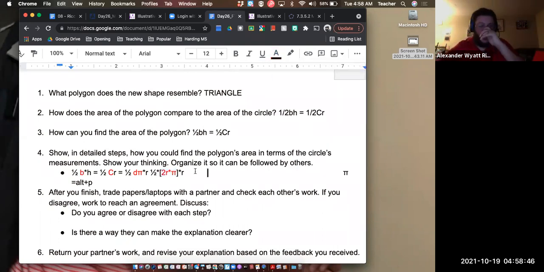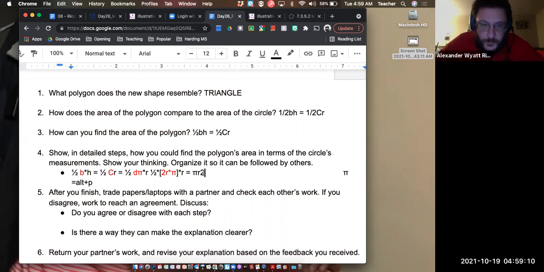Now, if I were to break this apart, so one half times 2 is equal to 1, right? And then r times r is r squared. So it's equal to pi r squared.